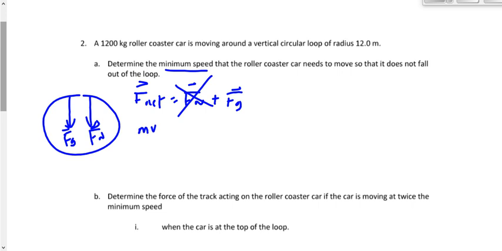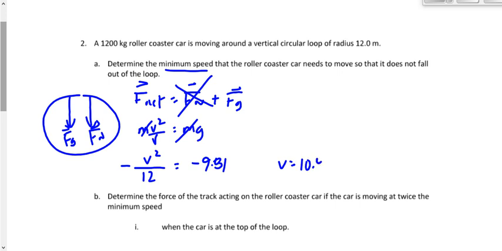All right, Fnet is also equal to mv squared over r, and of course Fg is m times g. The m's cancel. Looking for v. r is 12 meters. Now, technically that term is negative because it's downward, equals negative 9.81, but the negatives end up canceling because it's in both terms on both sides. Take the 12 up by multiplying, and then we're going to square root, and v ends up being 10.84988 meters per second, which equals, in 3 digits, 10.8 meters per second.